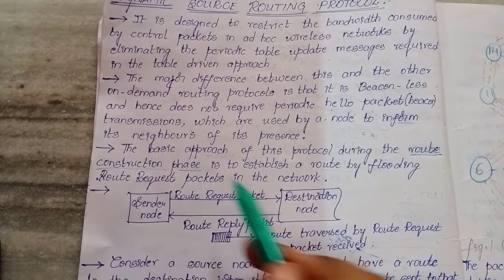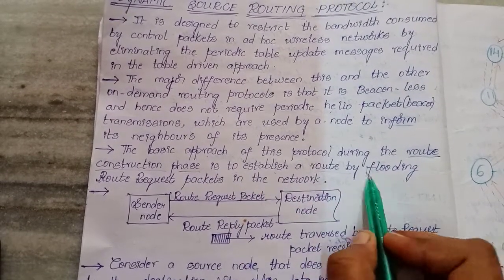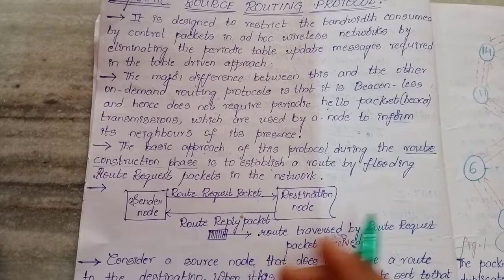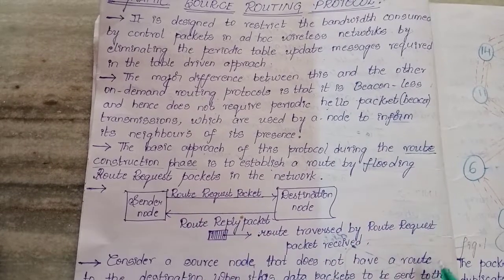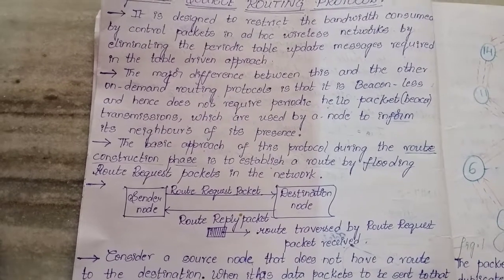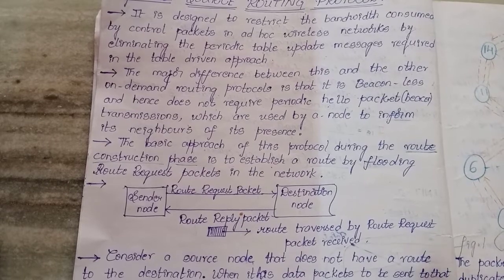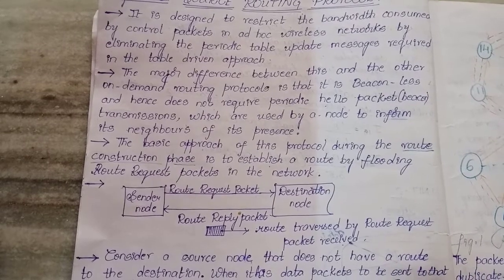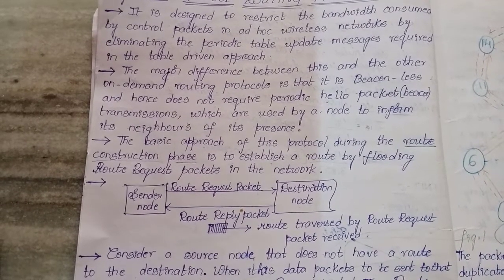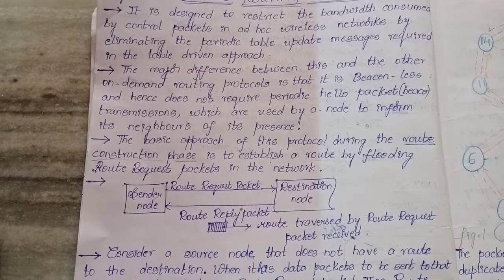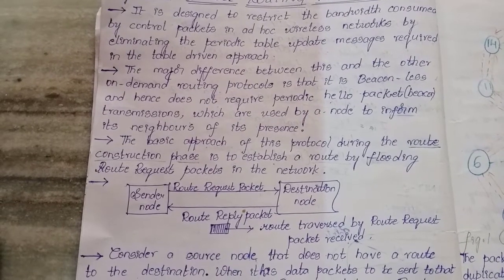Route construction phase is to establish a route by flooding. Here the word flooding is used. Flooding means, at the same instant of time, all the... What is meant by flood normally? Flood means all the water from the river will come out of it and it will just fill the entire area or entire city, right? So flooding means here, I'll tell you with an example.